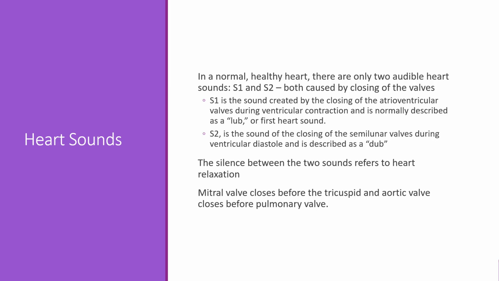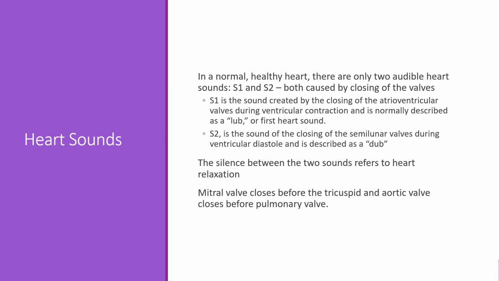Heart sounds. In a normal, healthy heart, there are two audible heart sounds, S1 and S2, both caused by the closing of the valves. So what you're listening to is the closing of the two different sets of valves. S1 is the sound created by the closing of the AV valves during ventricular contraction, and it is normally described as LUB, L-U-B, or the first heart sound. S2 is the sound of the closing of the semilunar valves during ventricular diastole, and it is described as a dub sound. The silence between the two of them refers to heart relaxation.